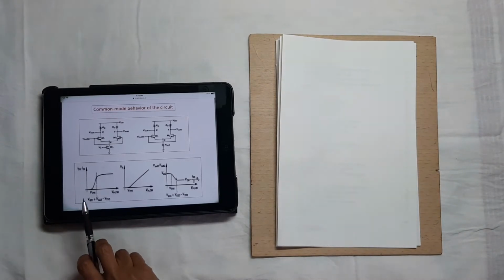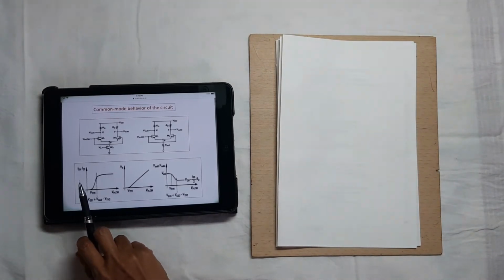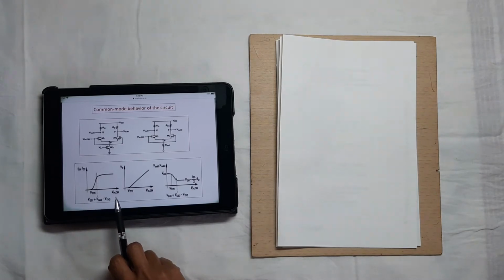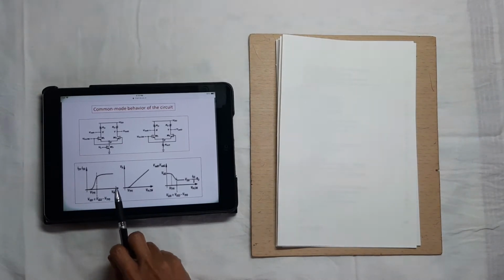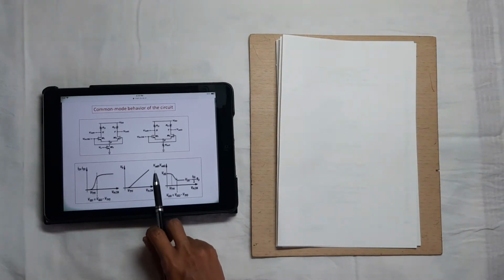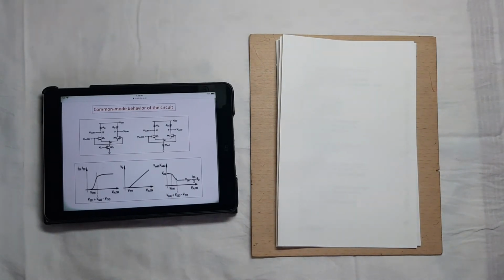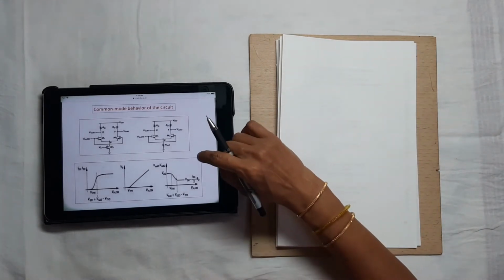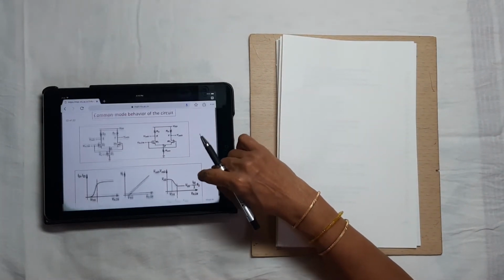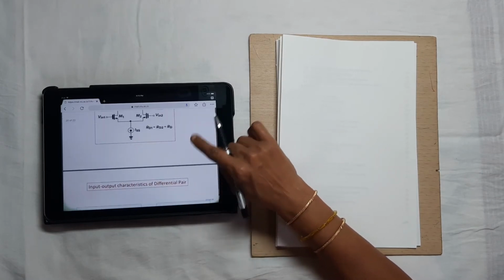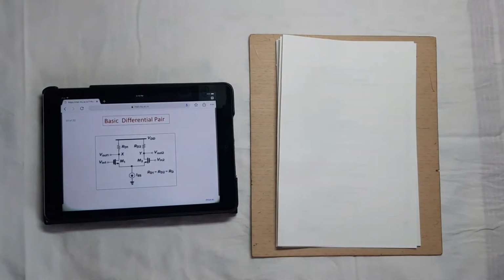And we have the current characteristic with respect to V in CM, Vp with respect to V in CM, and V out 1 and V out 2 with respect to V in CM. The nature of the graph we have seen in the last session. In today's session, we will see the large signal analysis of this particular circuit, that is the basic differential pair, that is quantitative analysis.